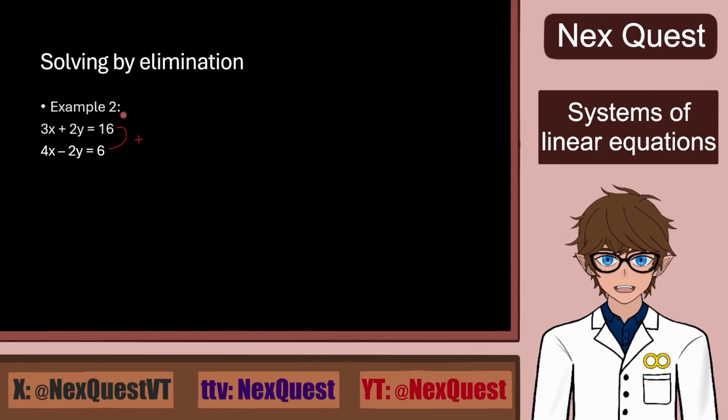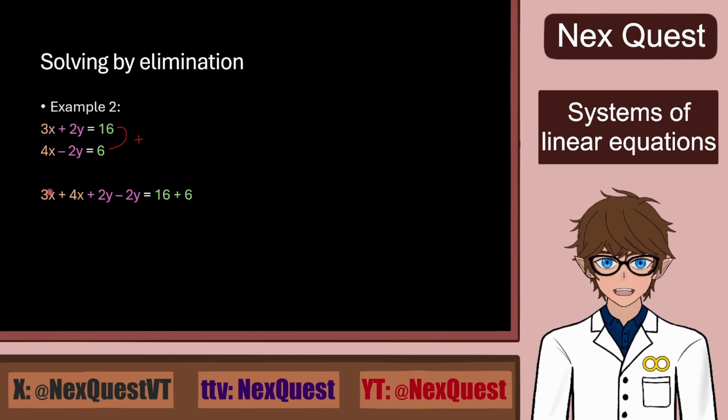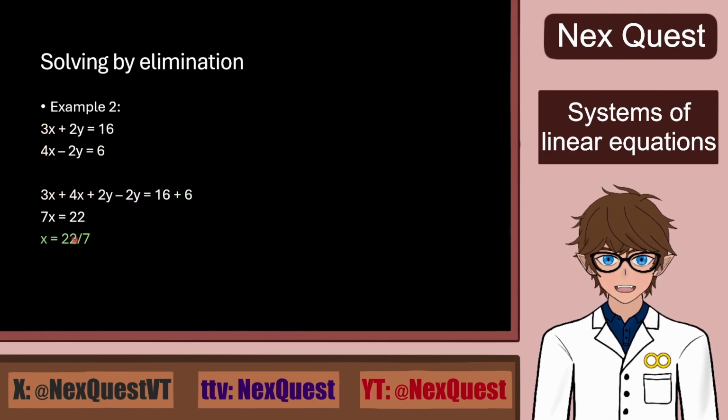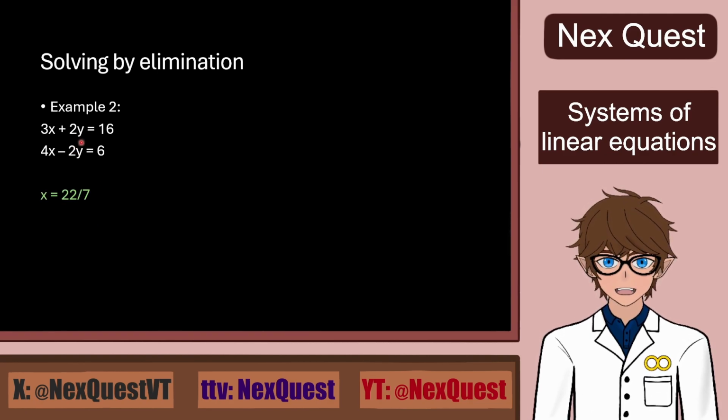We add them together. We get 3x plus 4x, 2y minus 2y, and 16 plus 6. We add all together, so we get 7x and 22. We get x is 22/7. That doesn't roll off the tongue. Now, we put the result closer to the equations.